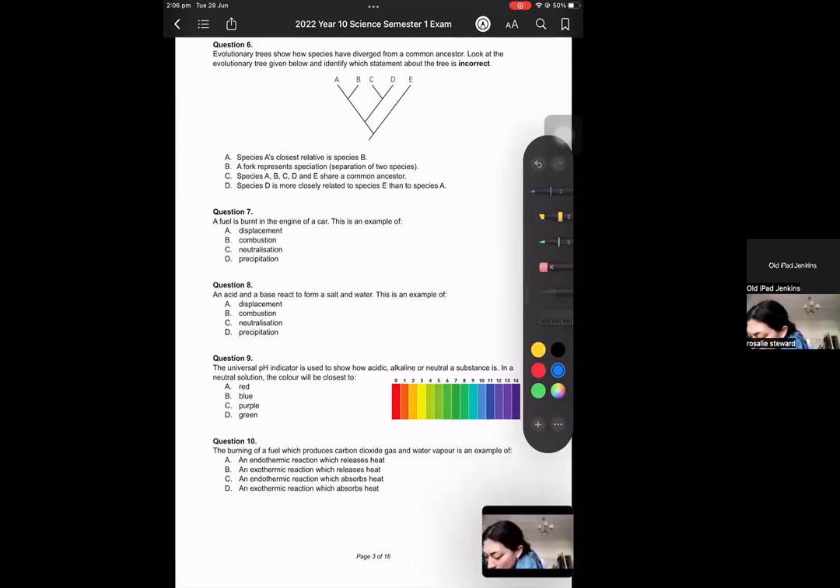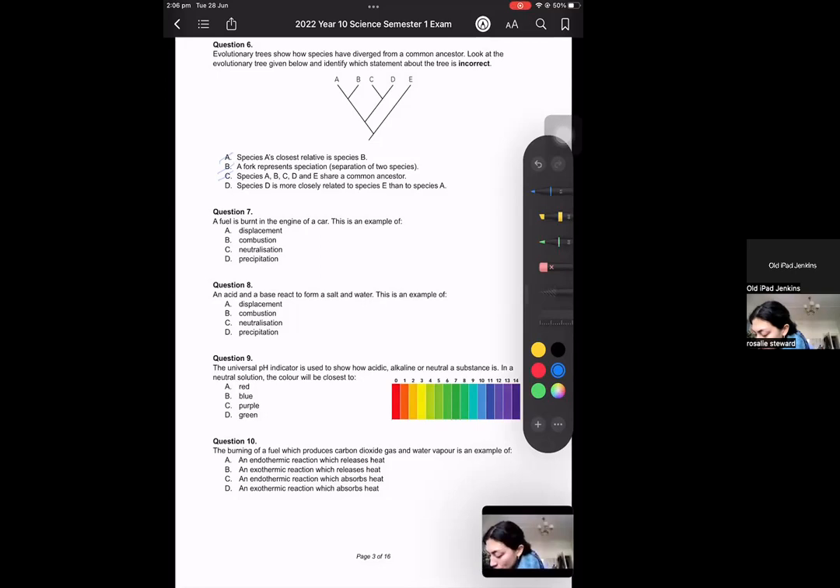So the first one, species A, closest relative is species B. That's true. We're not going to pick that one. A fork represents speciation. Yeah, that would be true, because as they fork off or branch off from each other, a new species has evolved. Otherwise, they keep staying down the same line. A, B, C, D, E share a common ancestor. Absolutely, they do. And that would be true for any species. All species on the planet, all of them share a common ancestor.